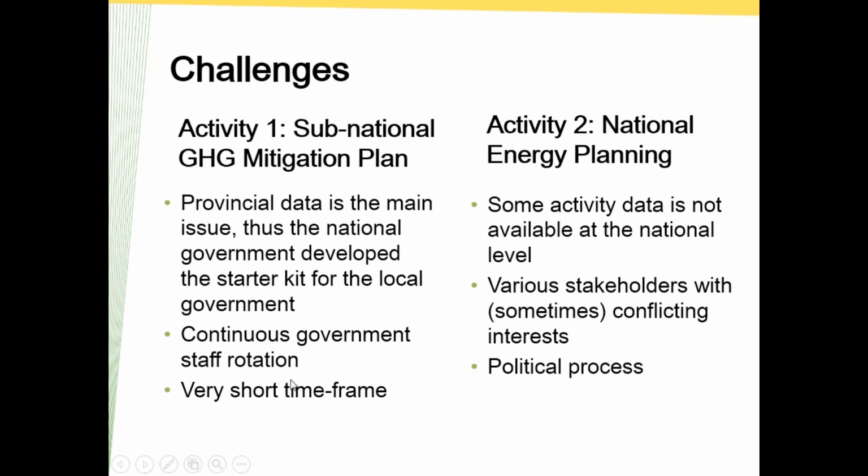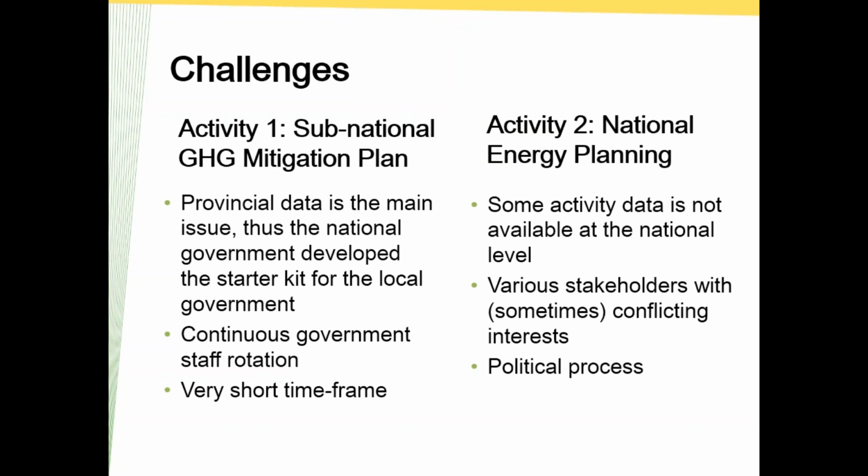Now, I'm going to mention several challenges that we encountered during our activities. The first activity is the sub-national GHG mitigation plan. The first challenge is that provincial data is the main issue, because the database is still a problem, not only at the national level. We can imagine how hard it is to obtain the data at the sub-national level, and that's why we from USAID started developing the starter kit for the local government.